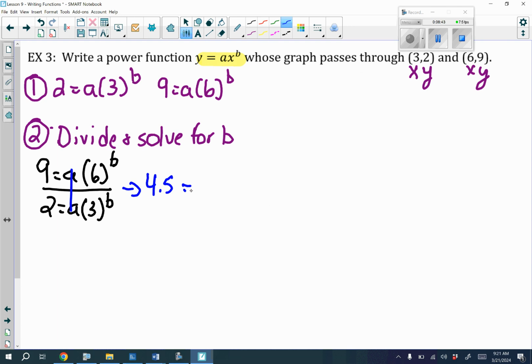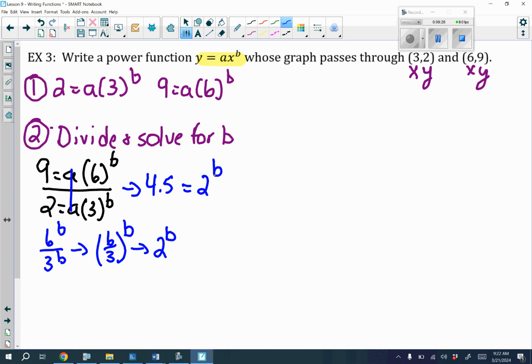The a's cancel. Now let's talk about what happens here. This goes back to our exponent rules. Notice we have 6 to the b over 3 to the b. Now 6 and 3 are different bases, but using one of our exponent rules, notice they both have the same exponent. So I can reverse that process using my exponent property. Now I have 6 divided by 3, raised to the b power. Remember, this property is where we distribute our exponent to all the terms. Now I can do 6 divided by 3 to give me 2, raised to the b power. So that's what I have here.